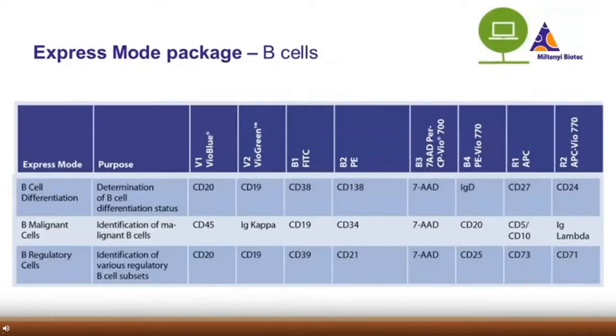In our Express mode, off the shelf, we have 3 different packages available for B cells: B cell differentiation, B malignant cells, and B regulatory cells. So these 3 different Express modes are available. All of them include a color panel, but obviously this is a feature that is integrated with our MACSQuant Flow Cytometer.